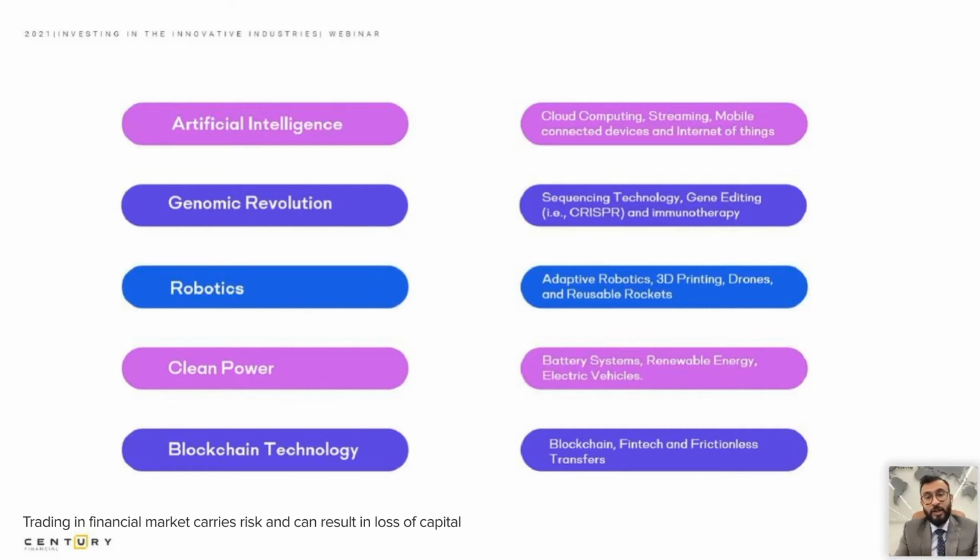So again, 5G technology related stocks like Verizon, Viacom, mostly Verizon, all these kind of companies can get benefited with 5G technology coming in.